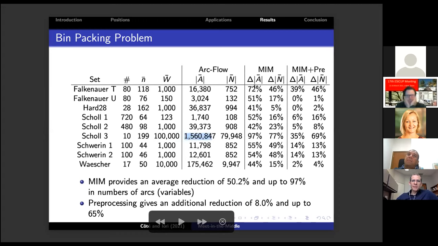And applying the meet in the middle on these instances, you can see the average reduction in number of arcs and average reduction in number of nodes that we obtain. So for Scholl 3, we can get a reduction of 97% in number of arcs. So basically our model has maybe 30,000 arcs instead of 1,500,000. And applying the preprocessing, you get an additional reduction in number of arcs and variables.